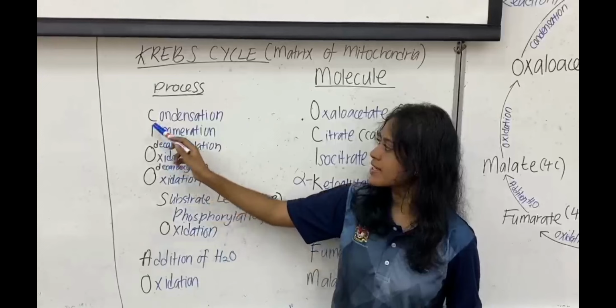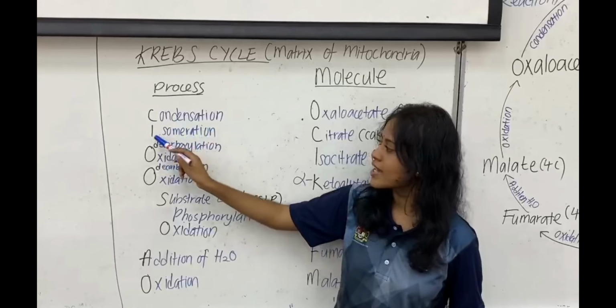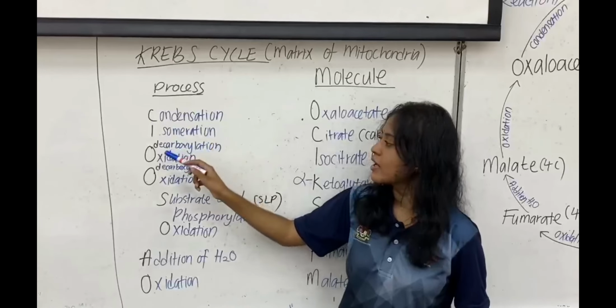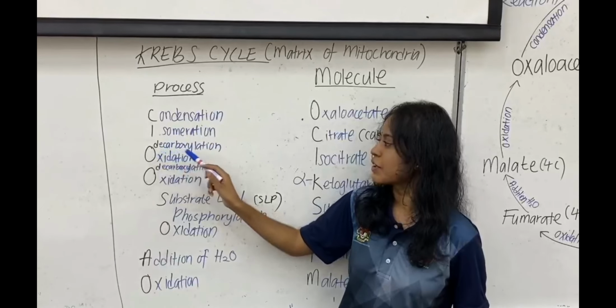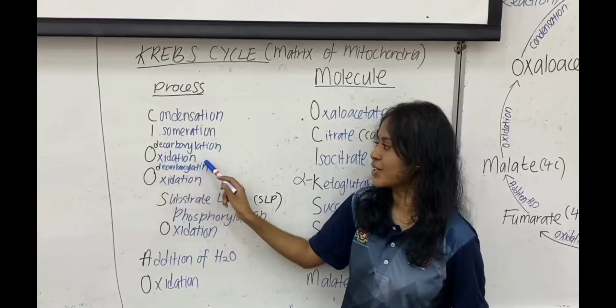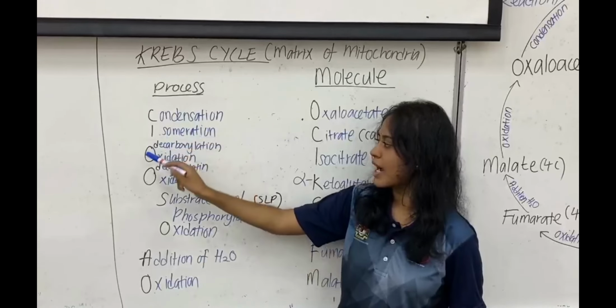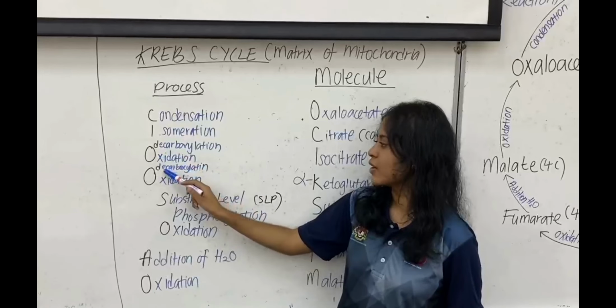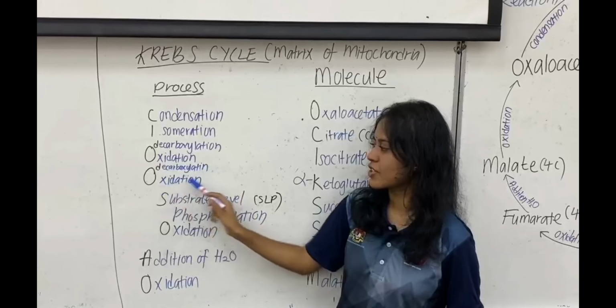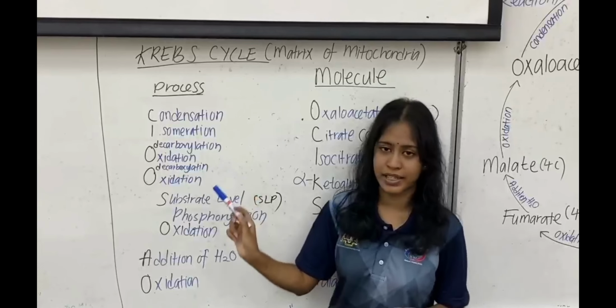Okay, so C stands for condensation, I stands for isomeration, OD, D stands for decarboxylation and oxidation. These two occur at the same time. So I made this as one. And OD, decarboxylation and oxidation, occurring again as one.